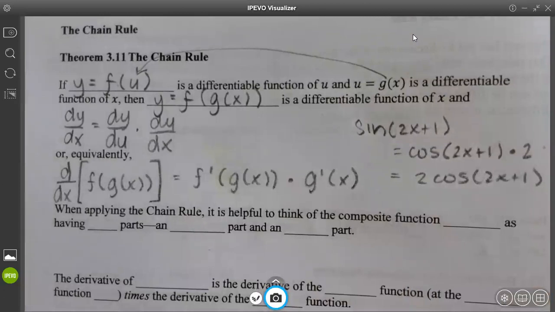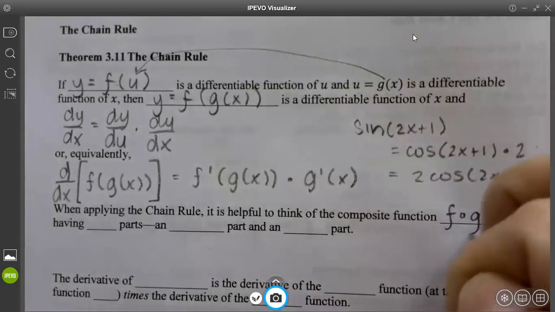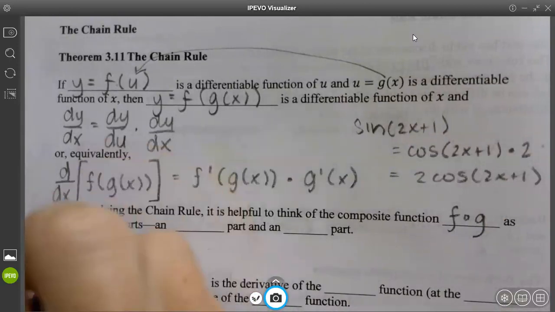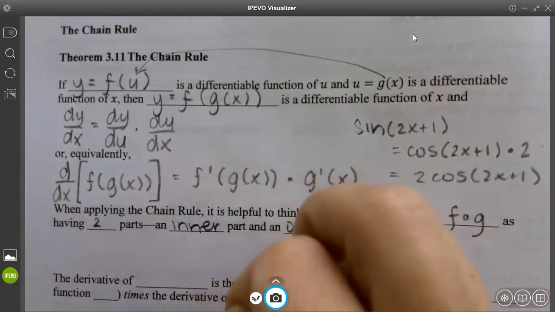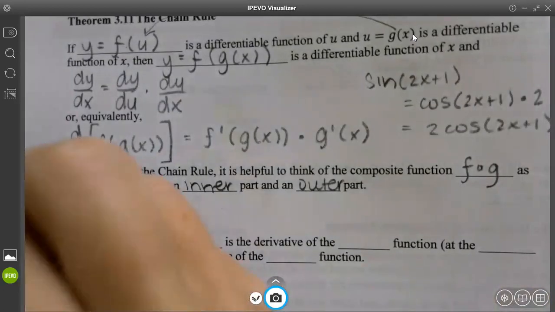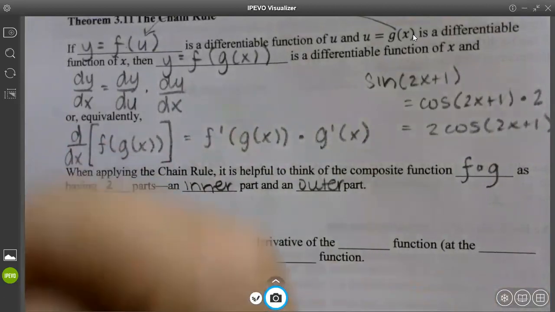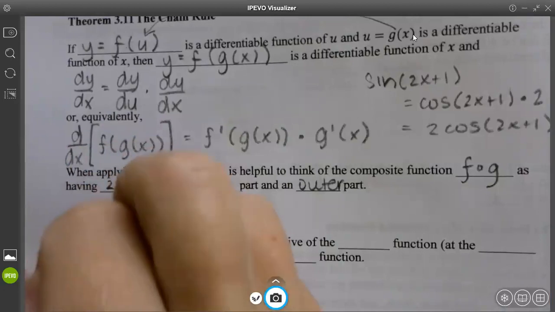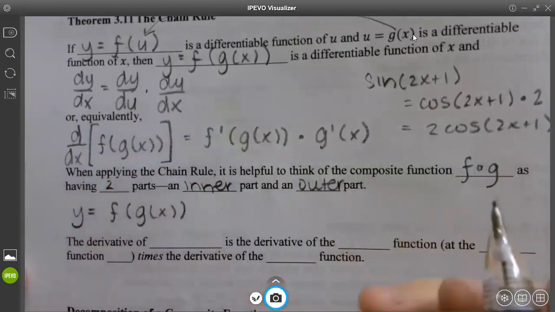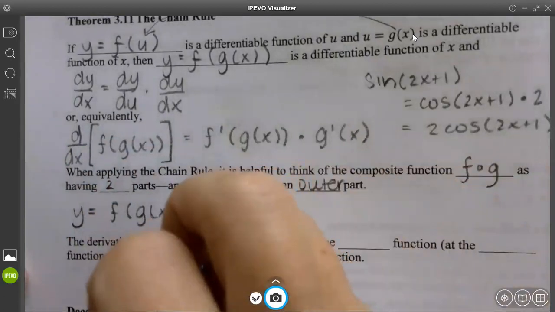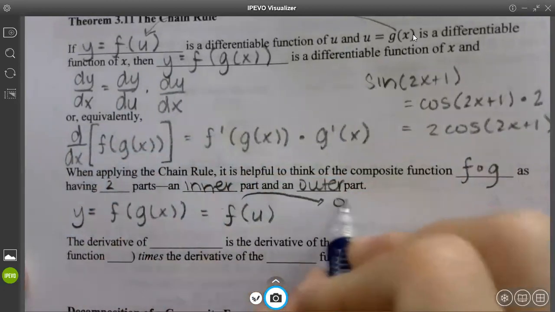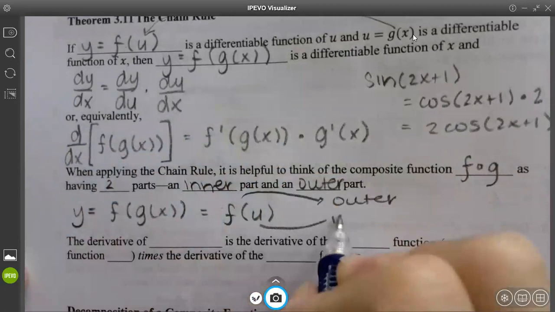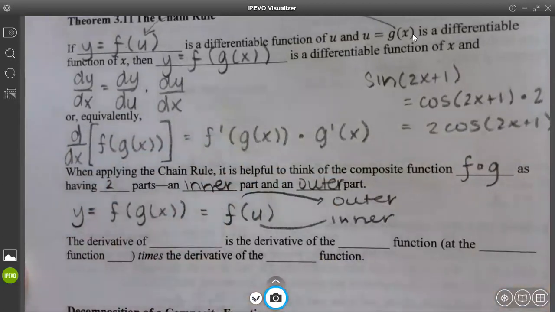It's that simple. When applying the chain rule, it's helpful to think of the composite function f of g as having two parts, an inner part and an outer part. So y equals f of g of x is the same thing, like we said, of f of u. F is that outer part. U is the inner part.